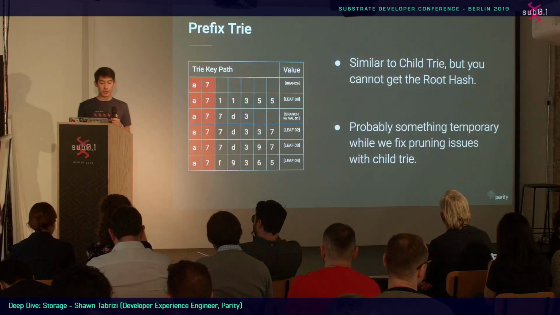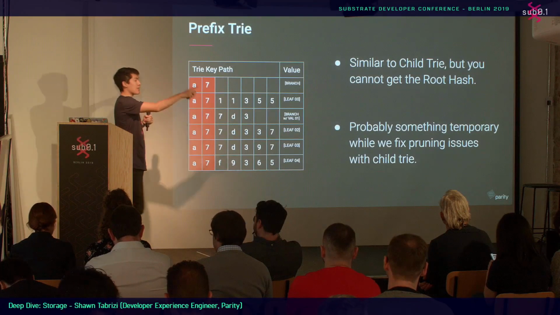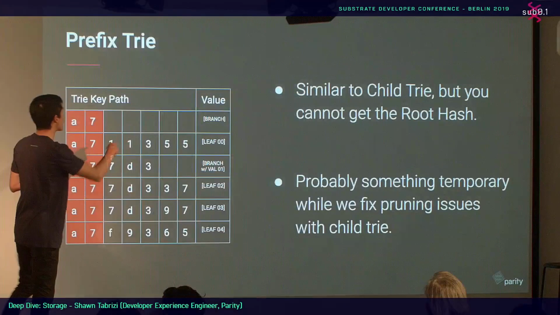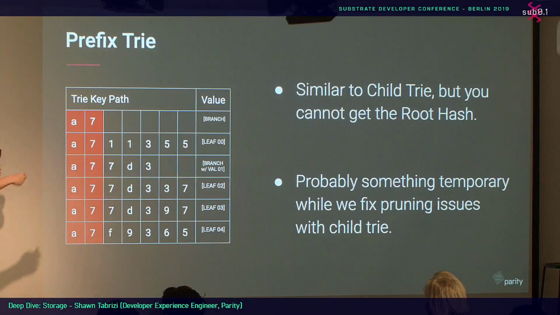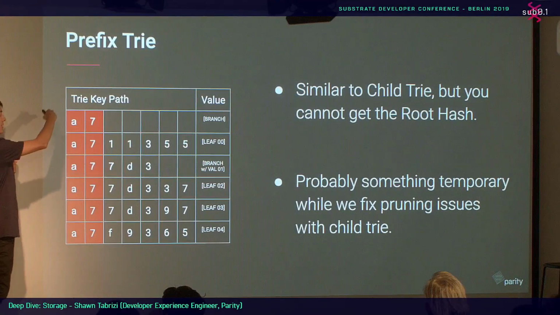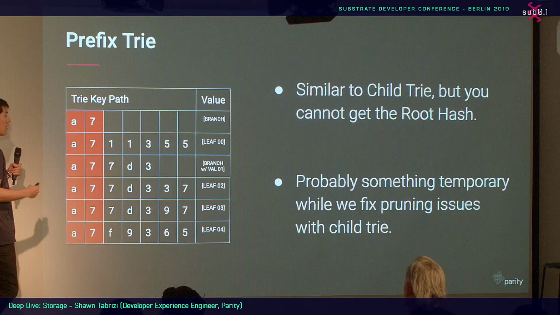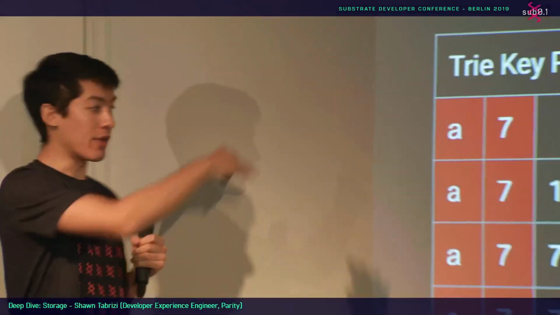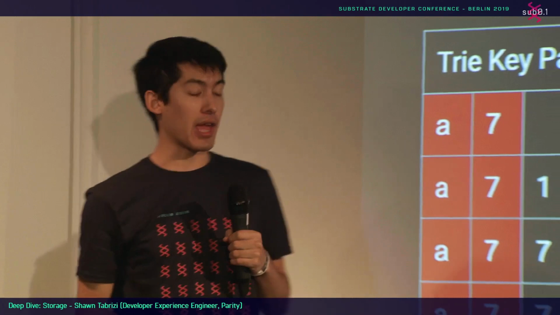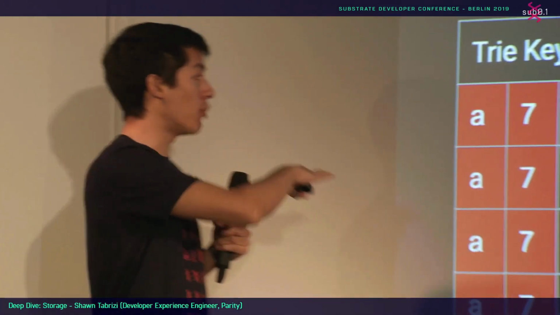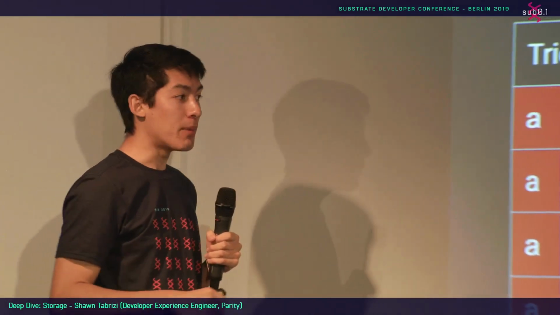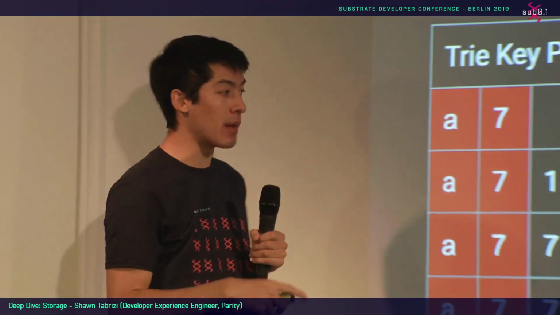We also have a prefix tree. This is similar to a child tree, but the API isn't quite as good. But you can see here a prefix tree is basically some kind of virtual tree where you start at a point where all the elements share a prefix, and then you can of course find all the elements with that prefix. This is actually something that's temporary, and I think ultimately these will all be represented as child trees in the future, but we actually have some pruning issues within Substrate that we're still looking to resolve.